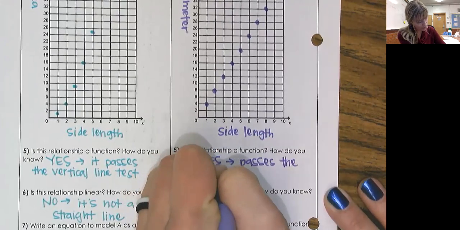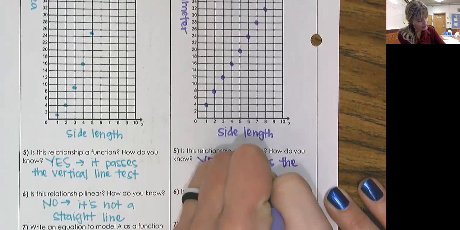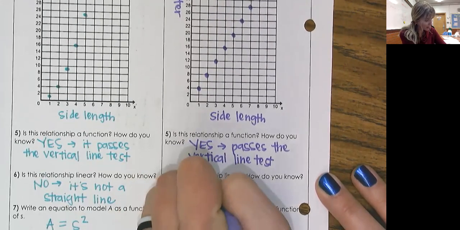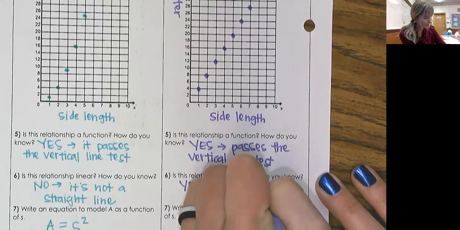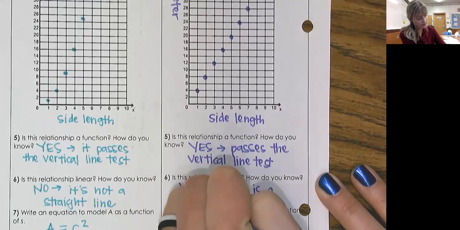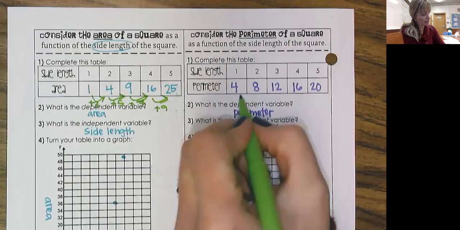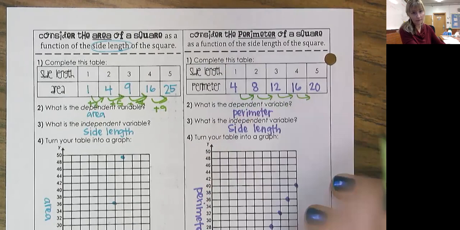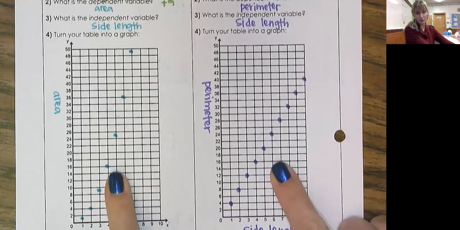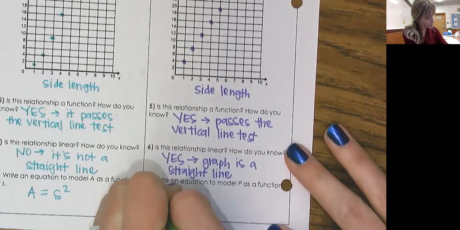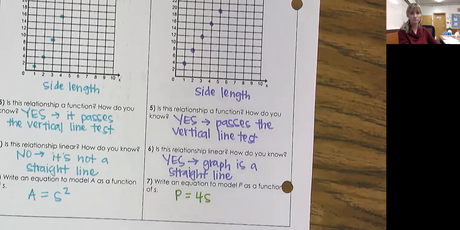So it's absolutely a function. Vertical line test. Is this one linear? Yes. Not only is the graph a straight line, but when I look up here in the table, do you see the constant rate of change? Up 4, up 4, up 4, up 4. So functions, both of them are functions, but only one of them is linear. Okay, write an equation. The perimeter is 4 times s.